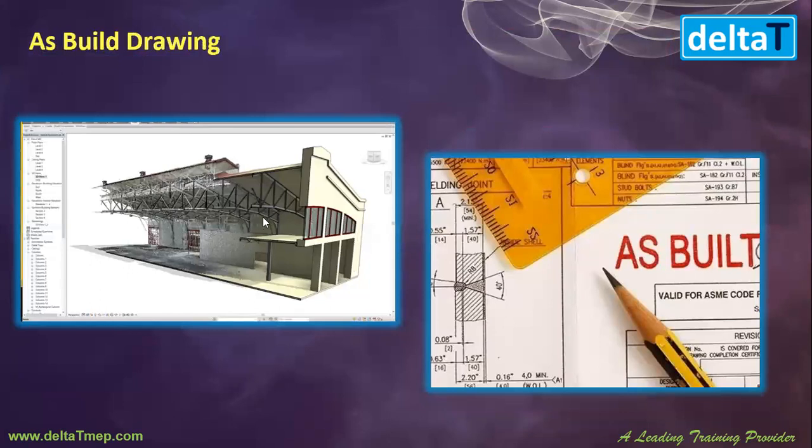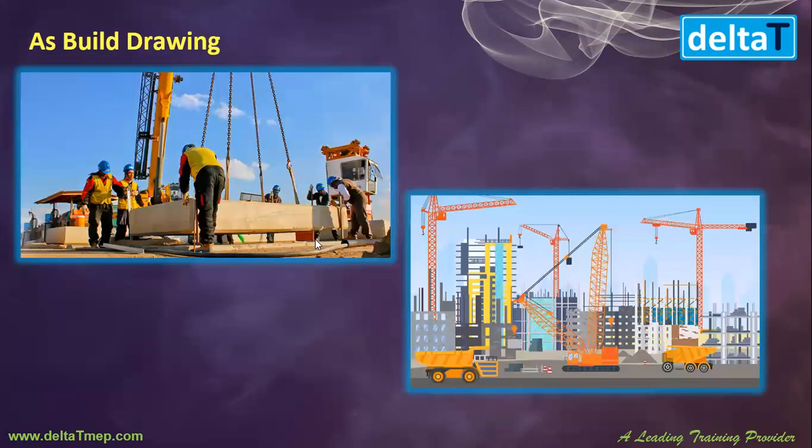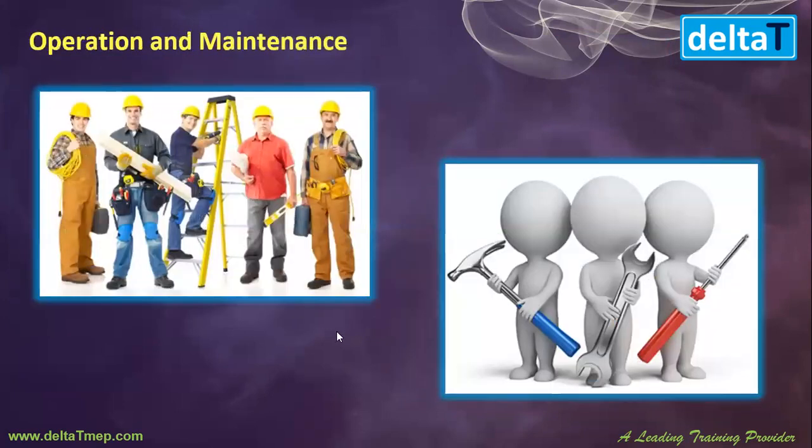So again, whatever the revision will be, it will be done in the drawing, because many MEP services will be concealed in the false ceiling. Okay, so this is the as-built drawing. And then I said operation and maintenance.